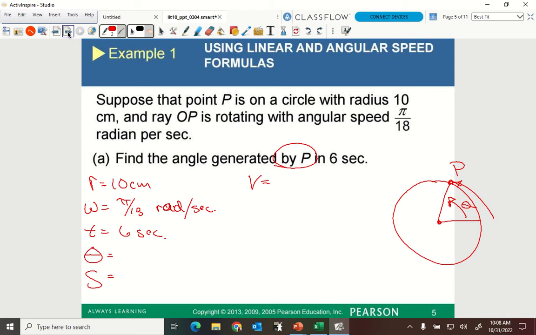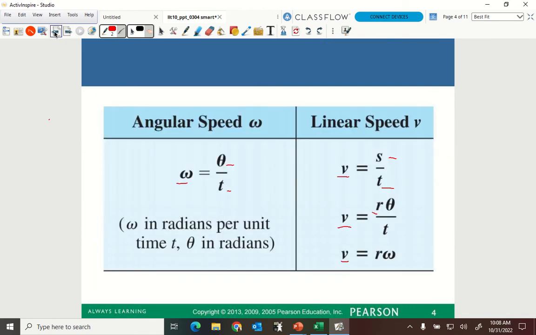Okay? Say yes. Good. That's what I'm looking for. I need to find them all. Kind of like Pokemon. We got to catch them all. So I'm looking for theta. All I have is r, w, and t. So what formula can I use that has a theta in it that also has an r, w, or t? Am I speaking a little bit too complicated here? That's just a lot of variables.